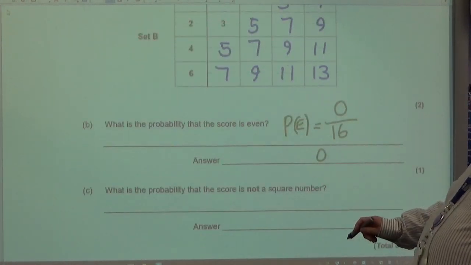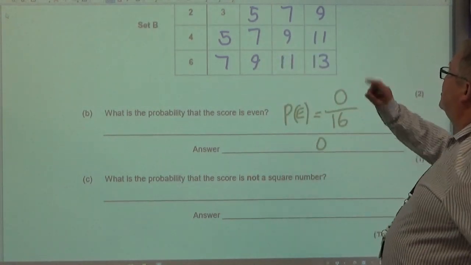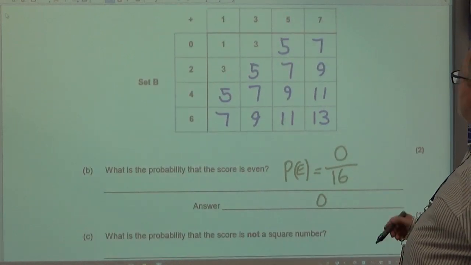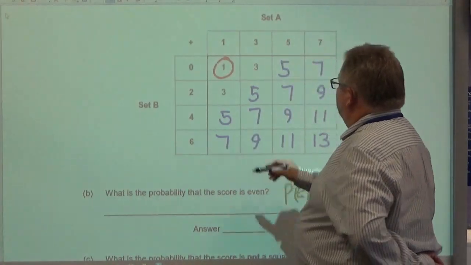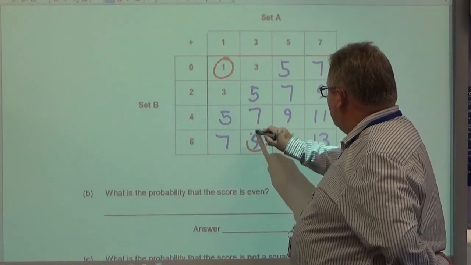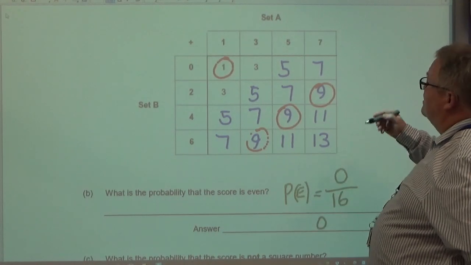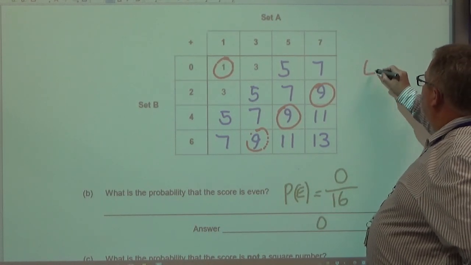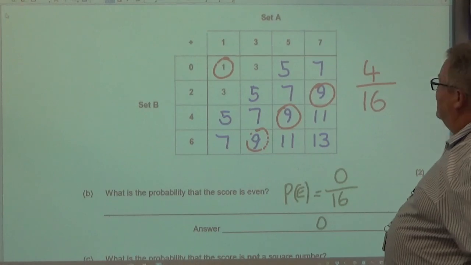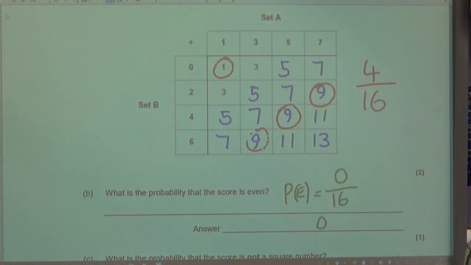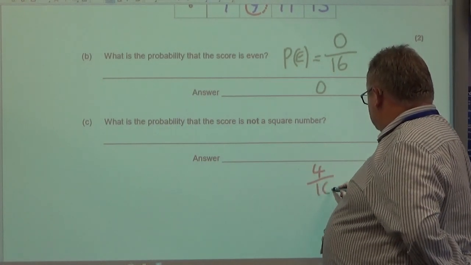So then it's the probability that it's a square number. So what I'm going to do now is look at that table again and look at all the square numbers. So 1 times 1 equals 1, that's a square number. 3, 5, 7, 9, there's another square number. So I circled those, and this time we've got 11, 13, well they're both primes, so not square. We've got 4 out of the 16 there, so the probability is 4/16. So we'll just write that down at the bottom there. So our answer there is 4/16.